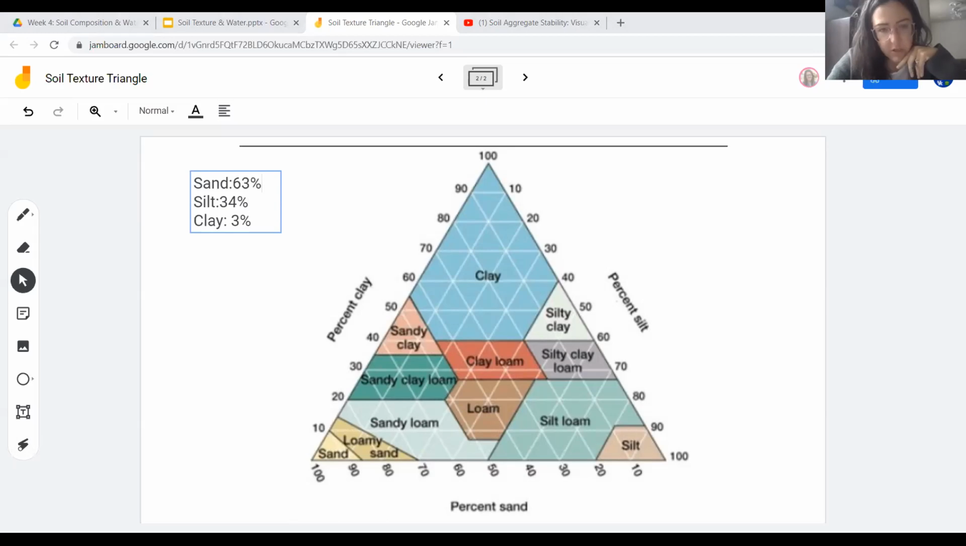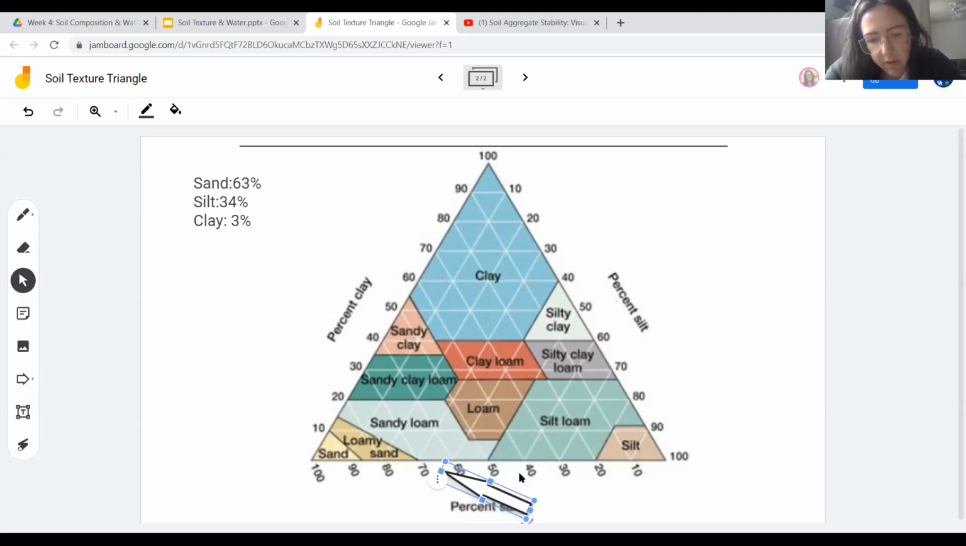So if we first look at the sand across the bottom, that's where our sand percentage is. We're going to go over to 63, which is a little bit towards the middle between 60 and 70. And up and to the left is the line that we're following for sand, if that makes sense. Do you see those white lines? So yeah, that angle, that's our sand.